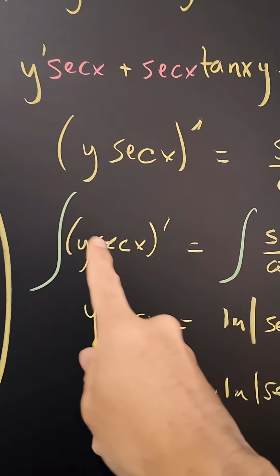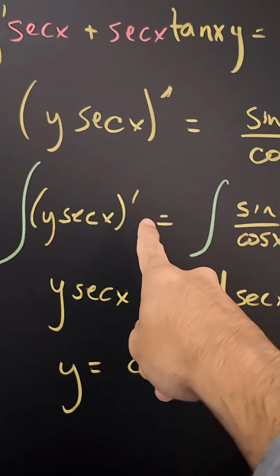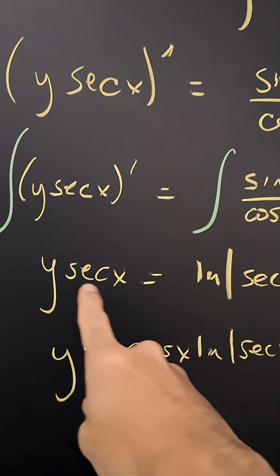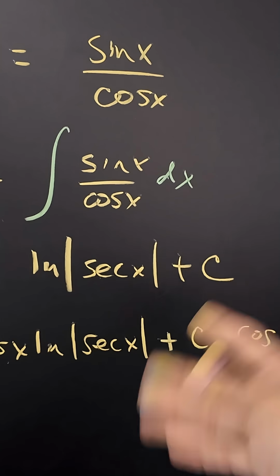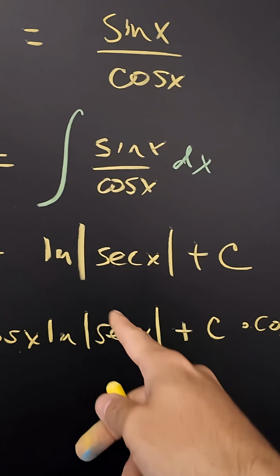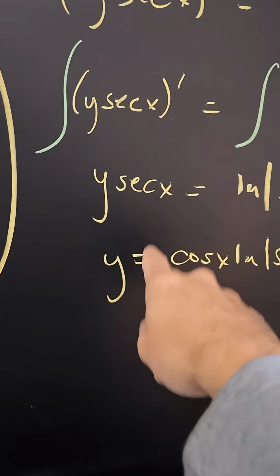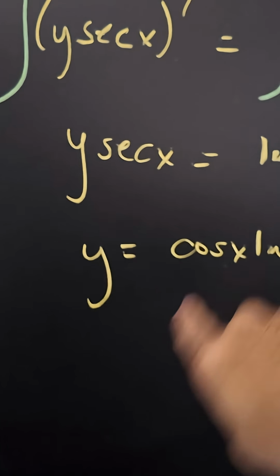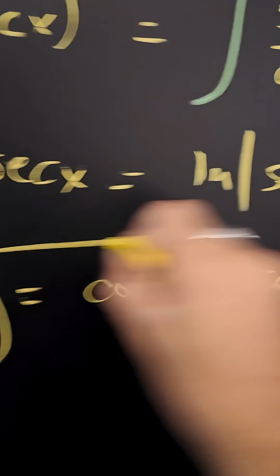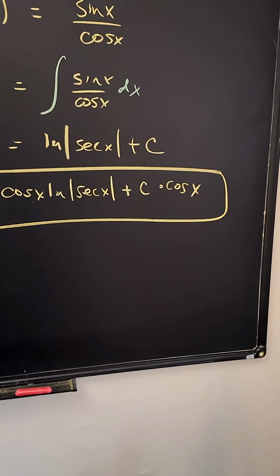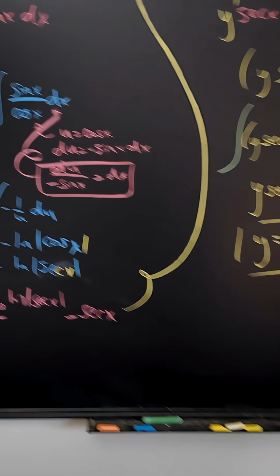So all I have to do now is integrate both sides. This will go away because now we have the derivative, so it just becomes the original function. And this was just the integral of tangent. So I just make it natural log of secant x plus C. And now secant is 1 over cosine, so I just multiply cosine to the other side. And now I will get the official general formula for this first order linear differential equation.